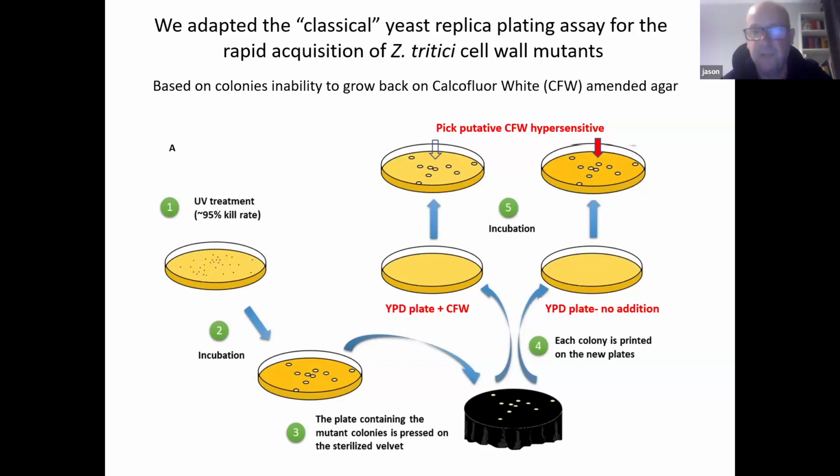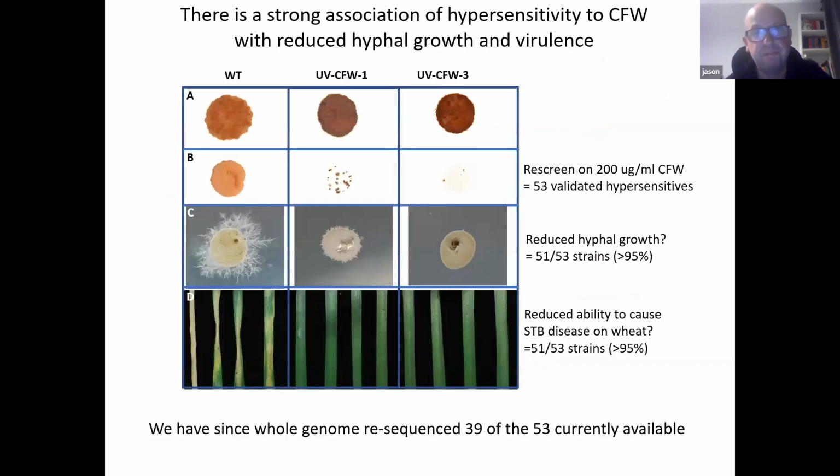And then onto that black velvet plate, you print your control plate and your test plate, which has calcofluor white in it in this particular case, and you grow them up. And then effectively you look for colonies that grow back on the agar that don't have calcofluor white, which don't grow back on the agar that do have calcofluor white, and you pick the former colony and analyze it further. So this very quickly got us to a nice collection of Zymoseptoria cell wall mutants.